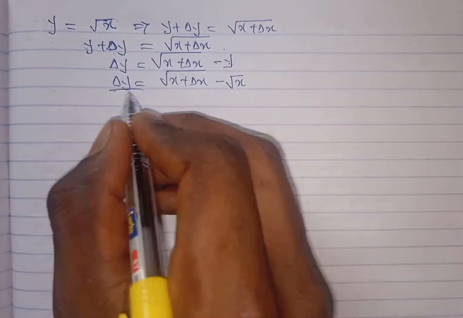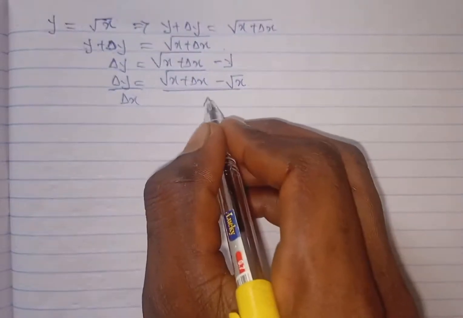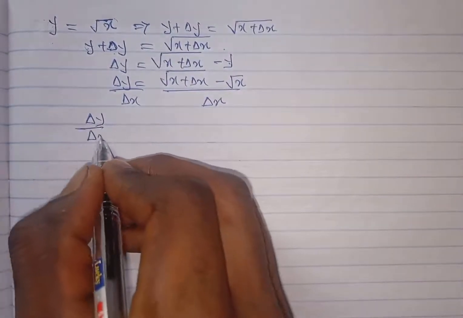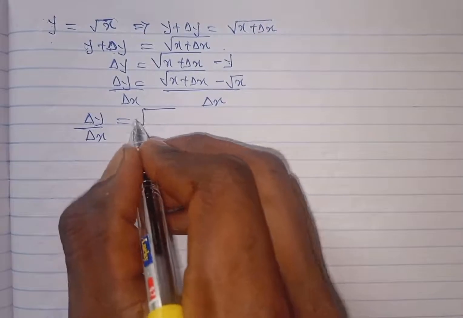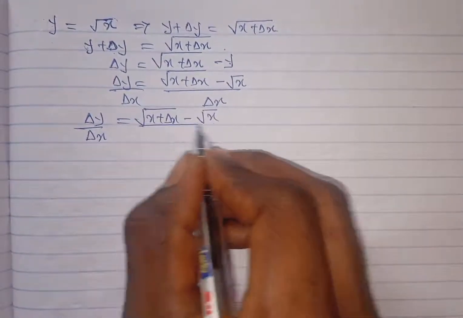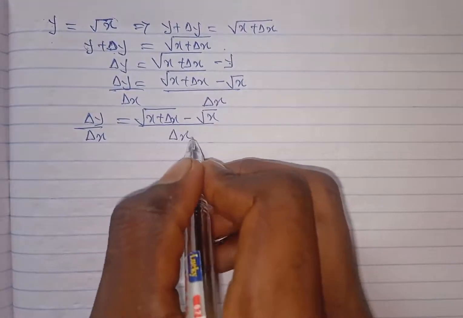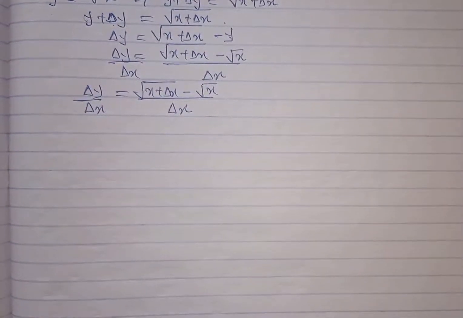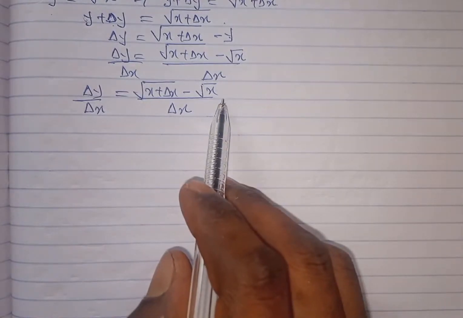So now at this point, what do you do? So what you do next is divide through by change in x. So as you can see, I'm dividing through by change in x. So I'm having my change in y by change in x, which is equal to the square root of x plus change in x minus root x over change in x. So at this point, what do you do? So what you simply do is this. It's very simple.